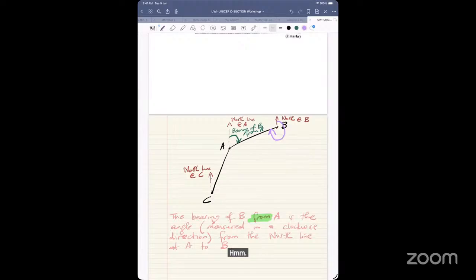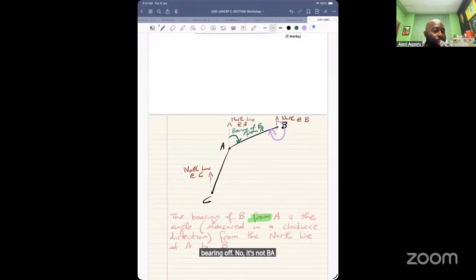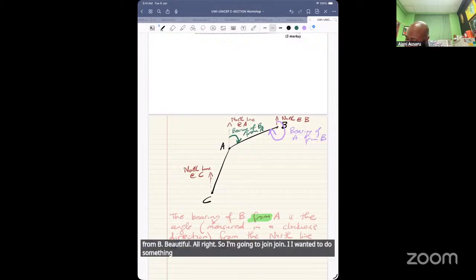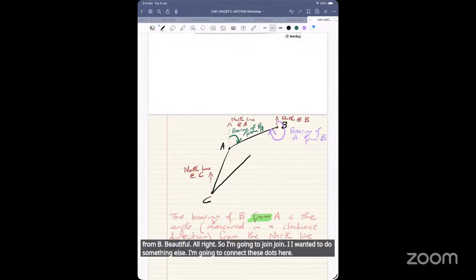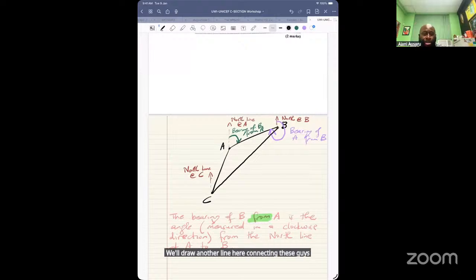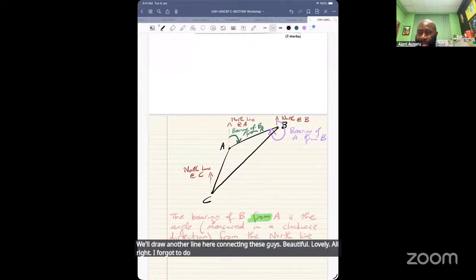A from B. Oh, my bad. That's correct. I left bearing off. Let me write it. Bearing of A from B. Beautiful. All right, so I'm going to draw in, I wanted to do something else. I'm going to connect these dots here. I'm going to draw another line here connecting these guys. Beautiful. Lovely. All right, I forgot to do that. Good. That's correct, what you said.